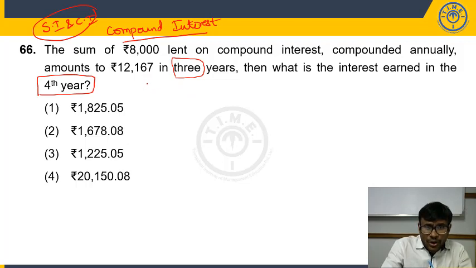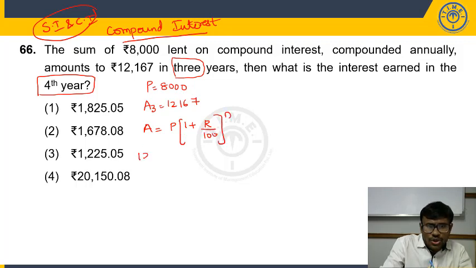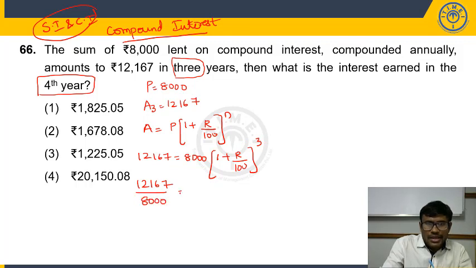Okay. What was the principal? 8,000. And what was the amount for 3 years? 12,167. So what is the formula for amount? P into (1 plus R by 100) whole to the power of n. So 12,167 is equal to 8,000 into (1 plus R by 100) whole to the power of 3. So 12,167 by 8,000 is equal to (1 plus R by 100) whole to the power of 3. If the 3 goes to this side, it becomes cube root.